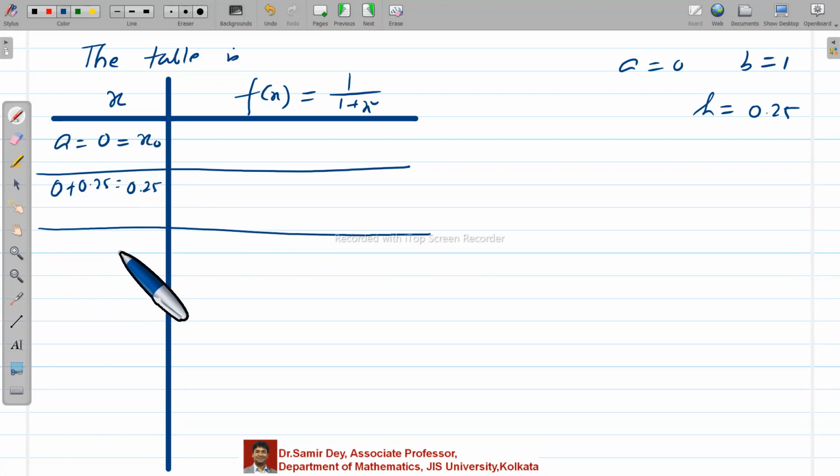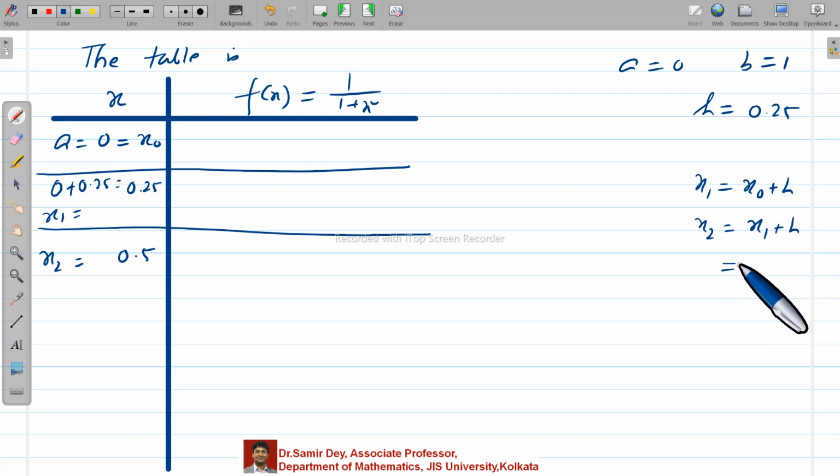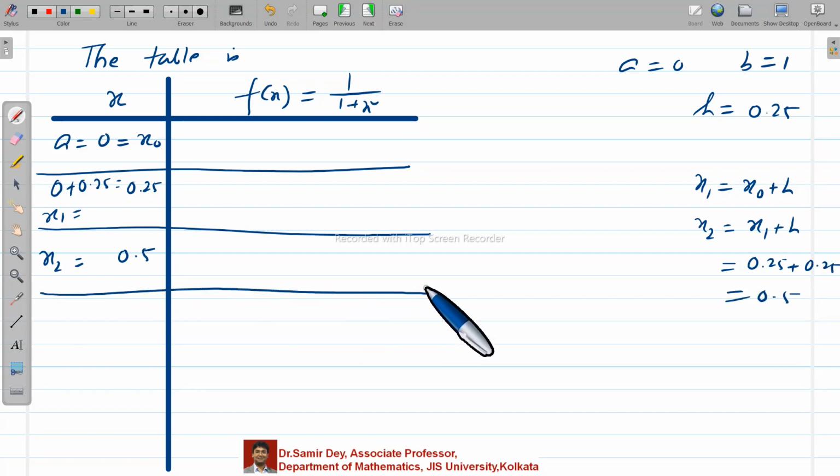Now the next point is your x1, then x2 will be this plus 0.25, it is coming 0.5. Clear? x1 is equal to x0 plus h. Same thing, x2 is equal to x1 plus h. What is your x1? x1 is equal to 0.25. What is your h? 0.25. Ultimately it is coming 0.5. Clear? Second one is x3 is equal to 0.75. Now I think it is clear.